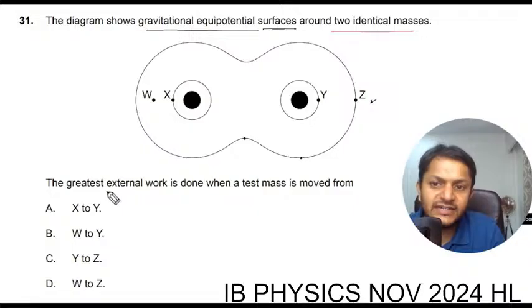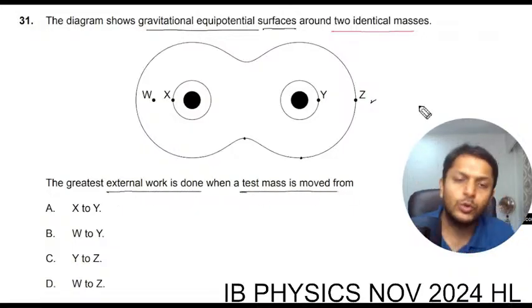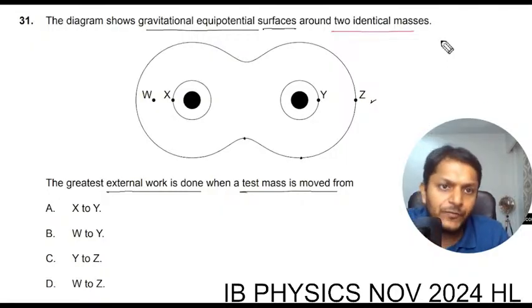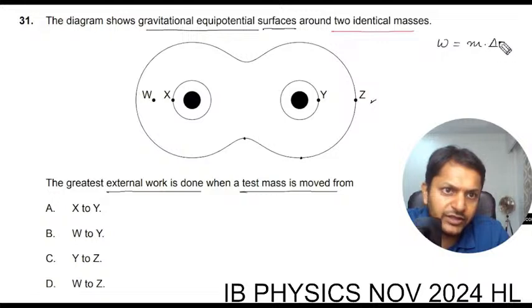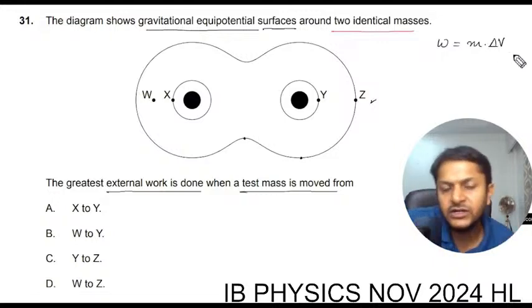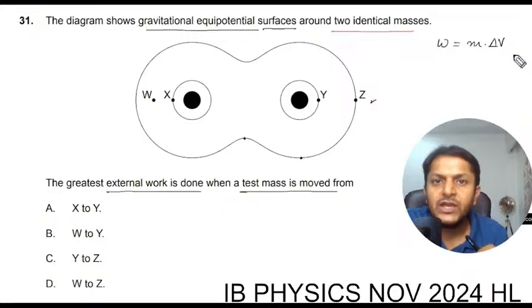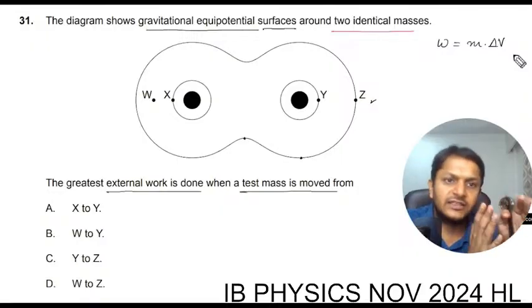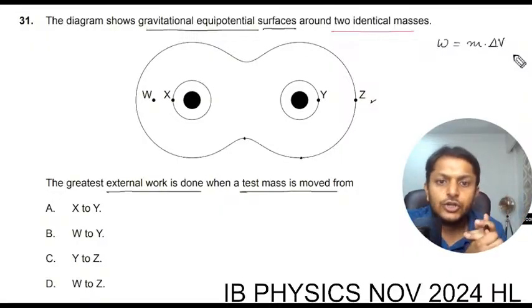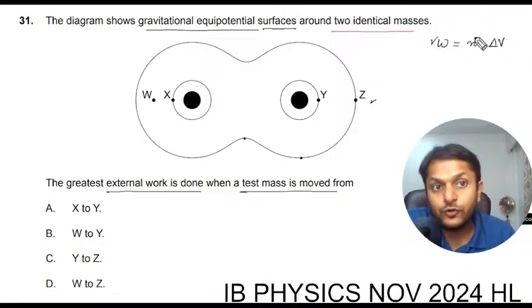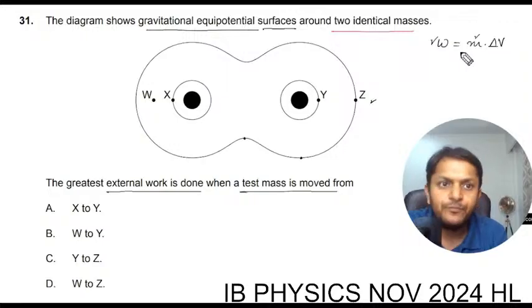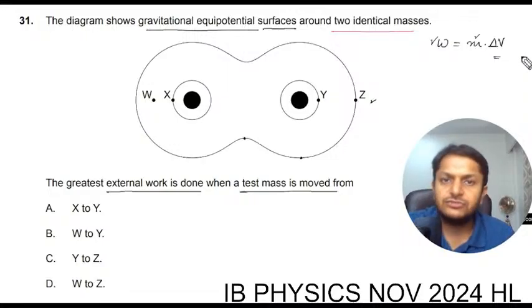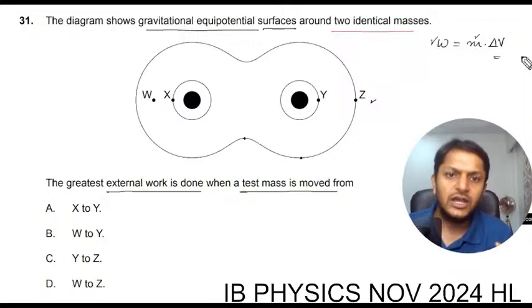The greatest external work is done when the test mass is moved from what point to what point. So you're talking about the work done. The work done can be written as the product of the mass which you are moving from one point to another and the change in potential between the 2 points. So this will be the work done. You want this work done to be greatest, and of course the mass of the body cannot be changed, so it will be the same, that is m. So you just want to maximize the change in the potential. So it's pretty clear here.